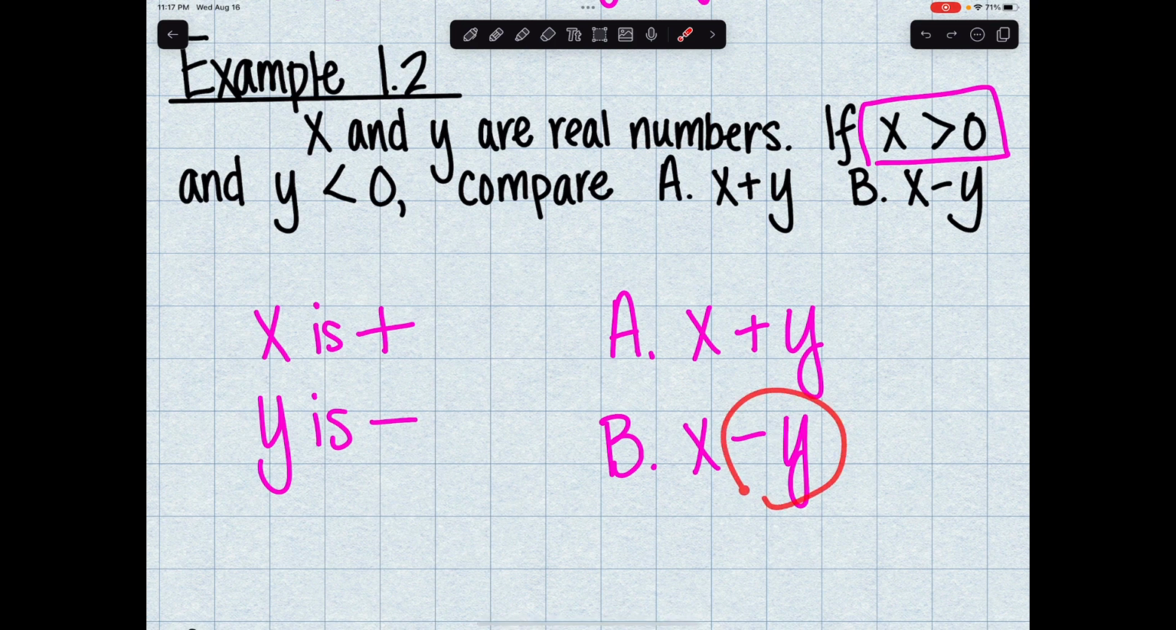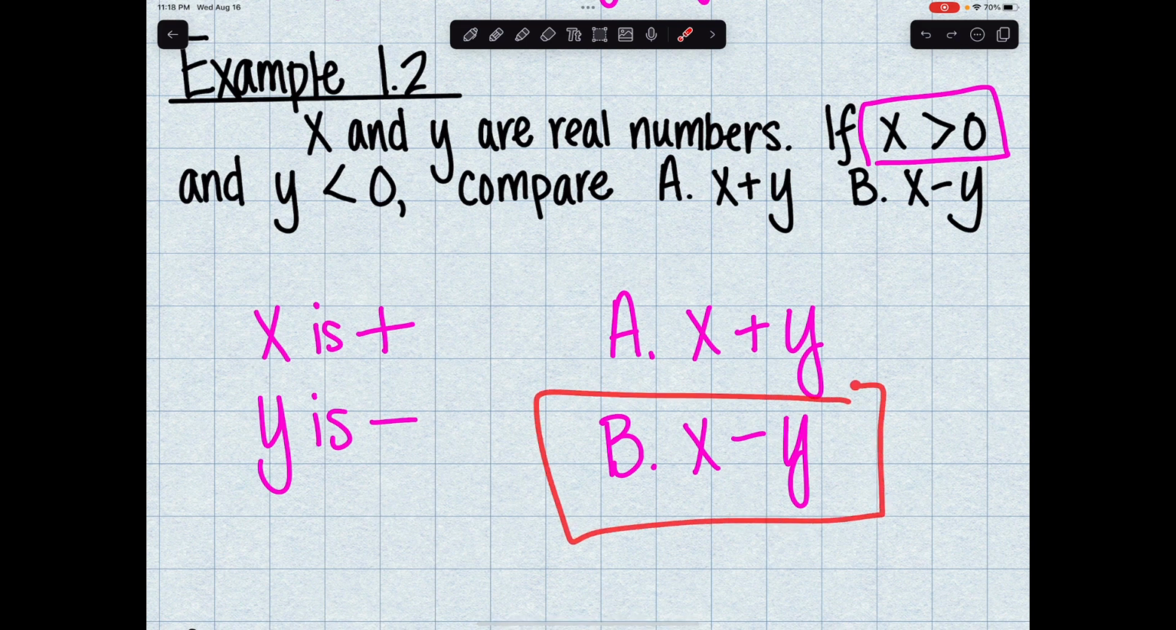But you know that it's going to be a positive thing that you're adding to x, and so x is going to end up bigger. Here, x is going to end up smaller because you're adding a negative. Here, x is going to end up bigger because you're subtracting a negative. That means you're adding a positive. So which one's going to be bigger, A or B? The answer is B, because when you subtract a negative number, you end up adding a positive.